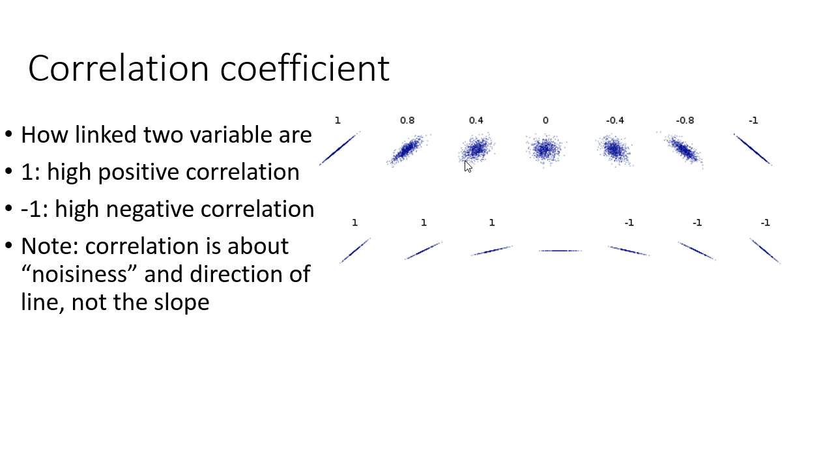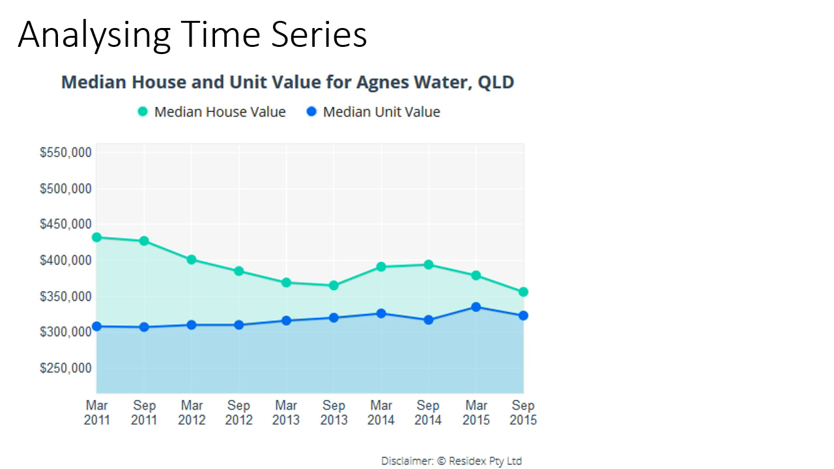Okay, so now we want to look at how we can use the information of the time series data. Okay, so I've got this graph off the internet: the median house and unit values for Agnes Water. They've given us these prices to buy basically a house and a unit in Agnes over the last 6 years. So if we take a look at it, the median house price has gone pretty steadily down, and it's dropped about $80,000 in 6 years.